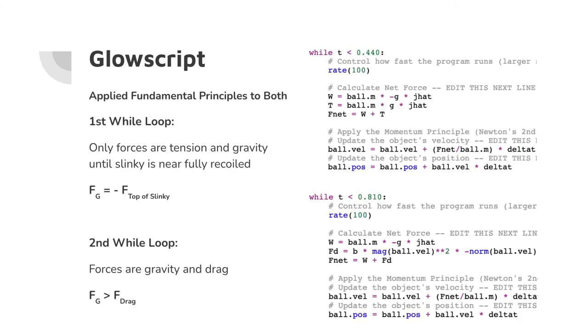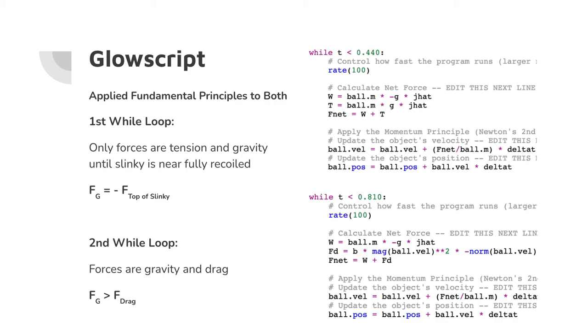At the heart of the code are 2 while loops, the first representing the time in which the slinky was falling and starting to recoil, in which case only the tension from the top of the slinky and gravity were the forces acting on the bottom of the slinky. Then we used what we know about fundamental principles discussed in the previous slide to obtain velocity and position points.